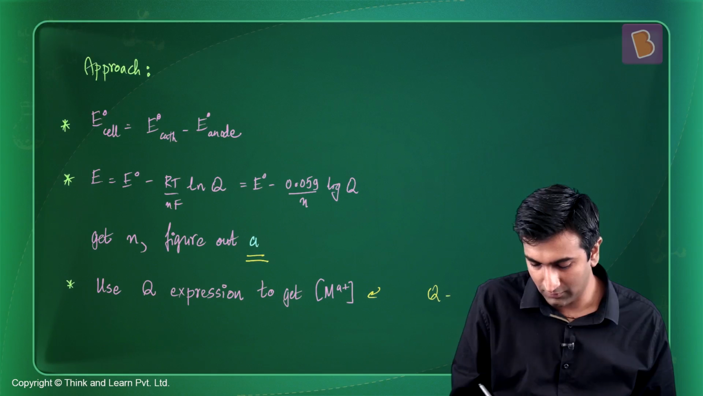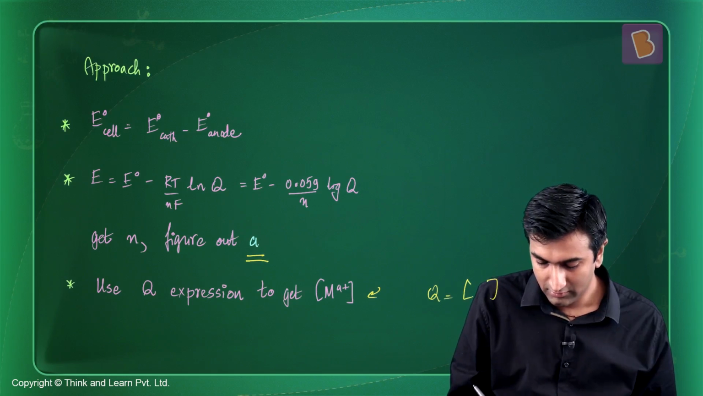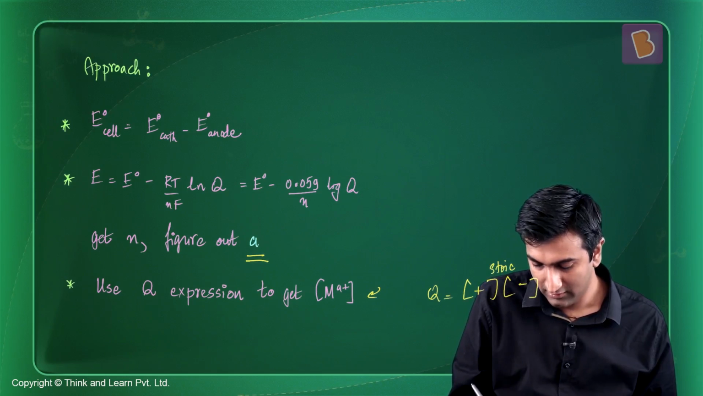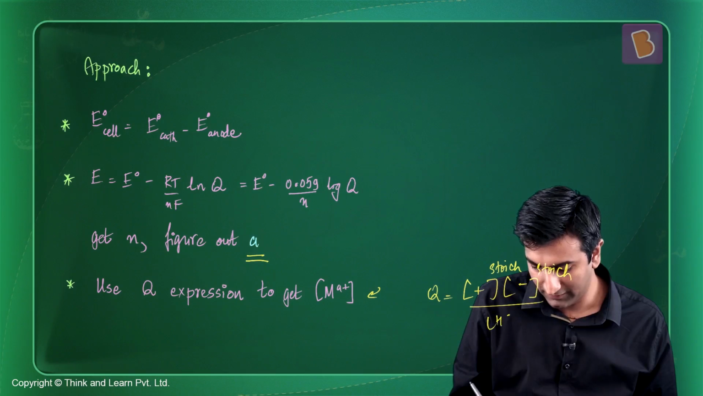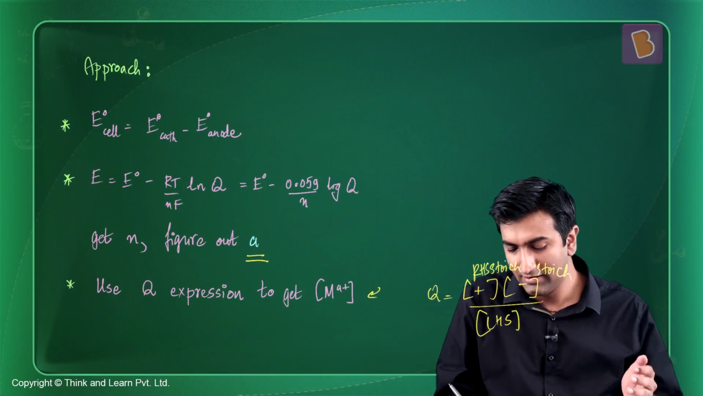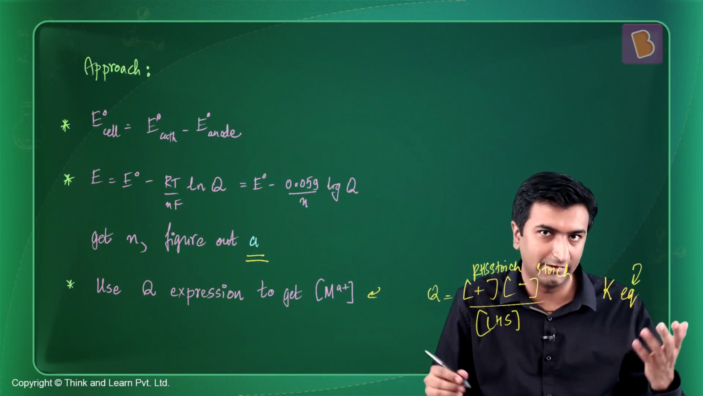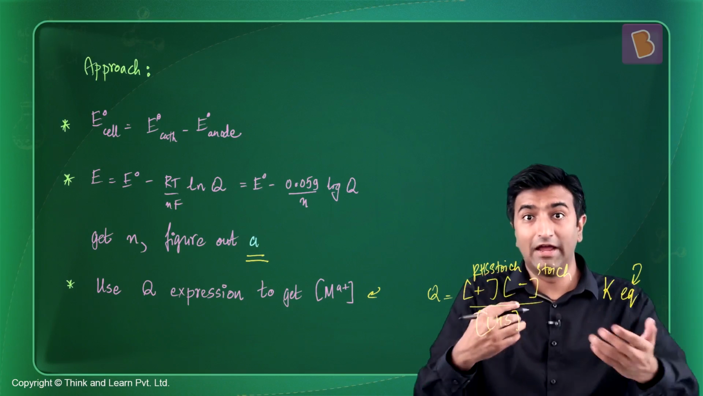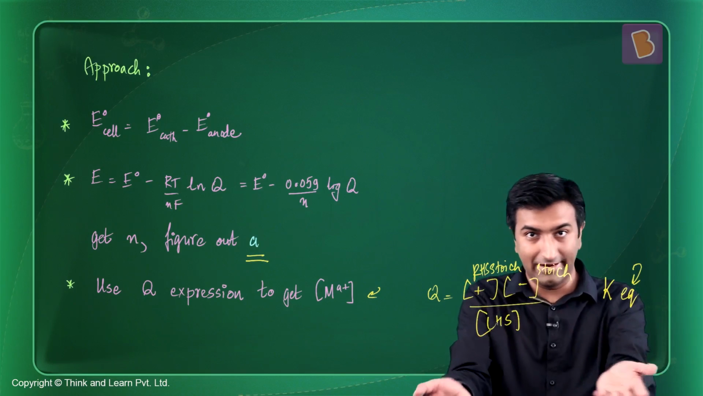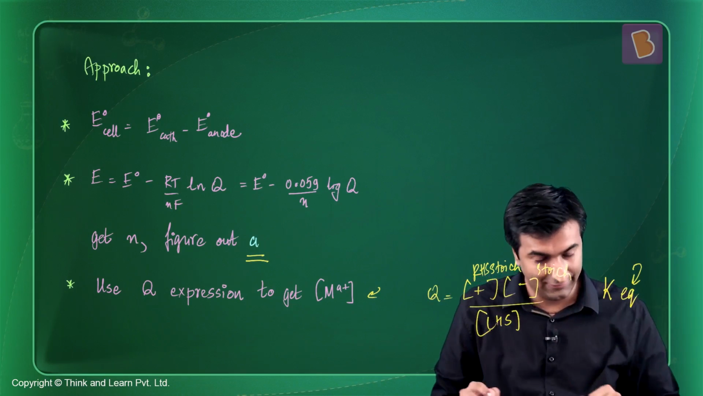Q is just the product of the plus and the minus ions or whatever, raised to the stoichiometric coefficients, divided by whatever's on the LHS. So on top is RHS, and on the bottom is LHS. Basically, the expression for K, the equilibrium constant. Very, very similar to that, but at any other point, not at equilibrium. If it was equilibrium, then E cell would be 0, right? And that's not the case. So we know it's not at equilibrium.